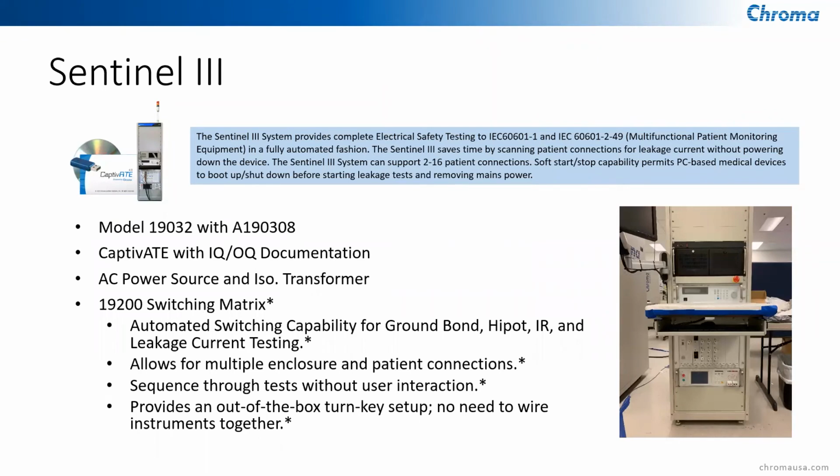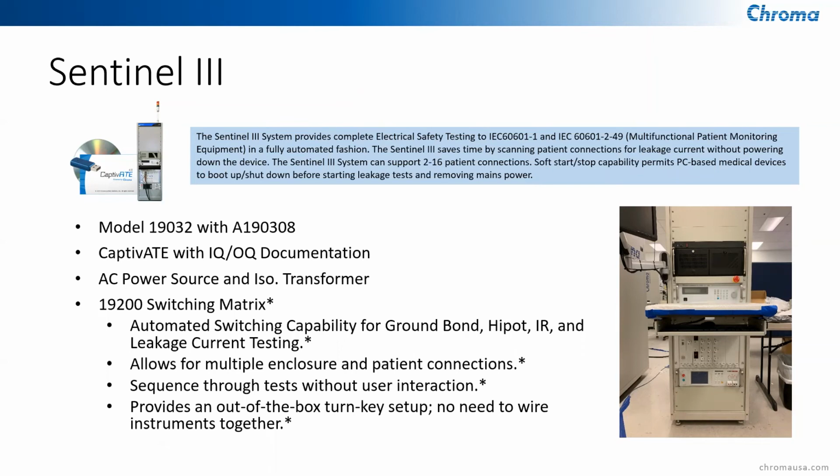So now we've moved on to Sentinel III, which builds off of everything we were just getting into with the instrumentation, but now we're adding in something we haven't seen yet, which is the 19200 switching matrix. So this switching matrix will automatically switch between ground bond, Hipot, insulation resistance, and leakage current testing. So if for whatever reason you have to test more than 2 points for ground bond or more than 2 points for Hipot, this will automatically do all of the switching for you.